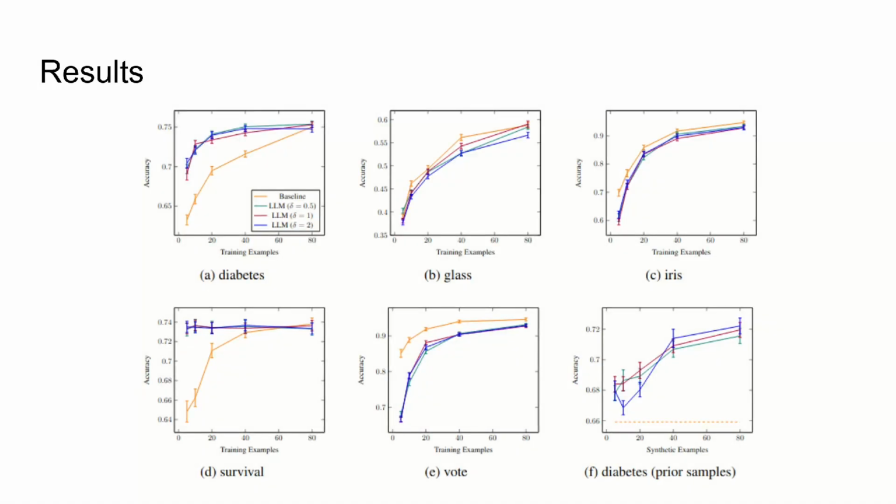Our experimental results show that using this new inference rule with synthetic data from an LLM can sometimes substantially improve the sample efficiency of Bayesian logistic regression.